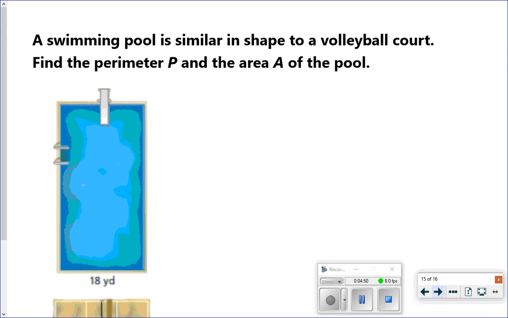Let's take a look at this next one. A swimming pool is similar in shape to the volleyball court. Find the perimeter and the area of the pool. So we're going to use the picture to help us out here. So I have the pool, and the bottom part of that is 18 yards.